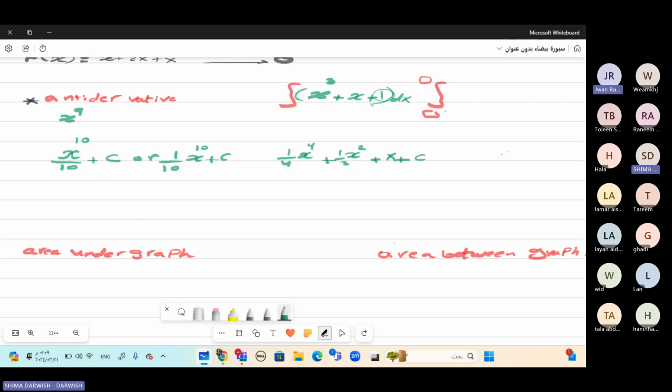Do not forget, girls, highlight this important information. The integration of 1 dx will be x.